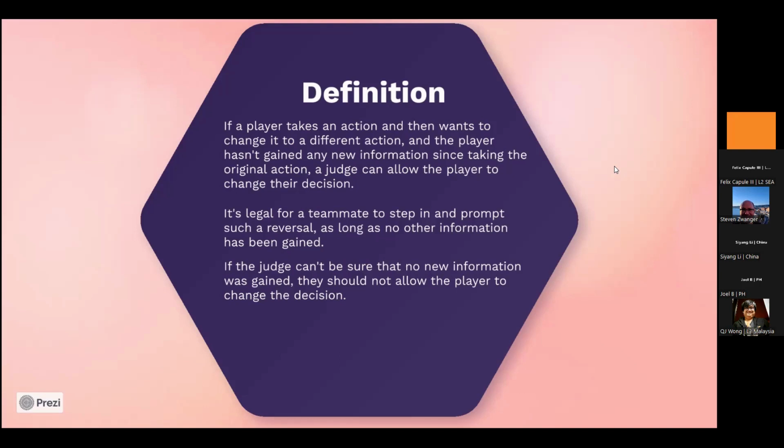If the player is playing as part of a team, whether it's Two-Headed Giant or Team Trios or some similar format, it is allowed for a teammate to step in and prompt a player to change a decision. This is not considered new information if the teammate speaks up, as long as no other information has been gained. We'll look at what is considered new information, but information coming from a teammate is not new information. So your teammate is still allowed to tell you, "Hey, don't play that Forest, play that Island instead."